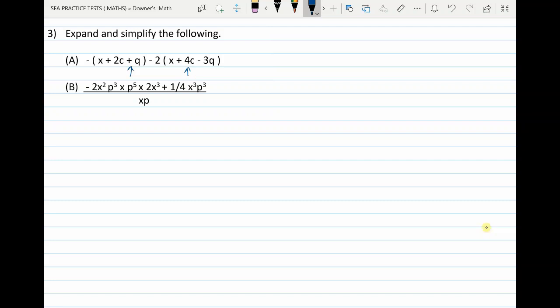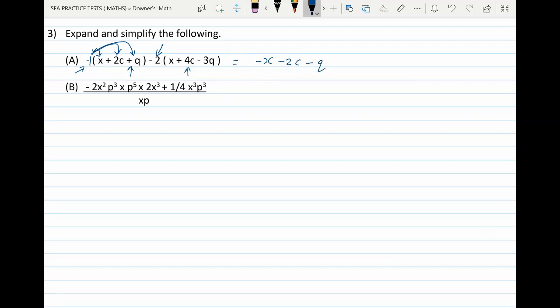Now this minus here really means minus 1. So this minus here is minus 1. So I'm putting a 1 in here so that we understand it's minus 1 that has to be multiplied by everything in the brackets. And then here, it's minus 2 that has to be multiplied by everything in the brackets. So let's do that. Minus 1 by x will give us minus x. Minus 1 by plus 2c is going to give us minus 2c. Minus 1 by q is going to give us minus q.